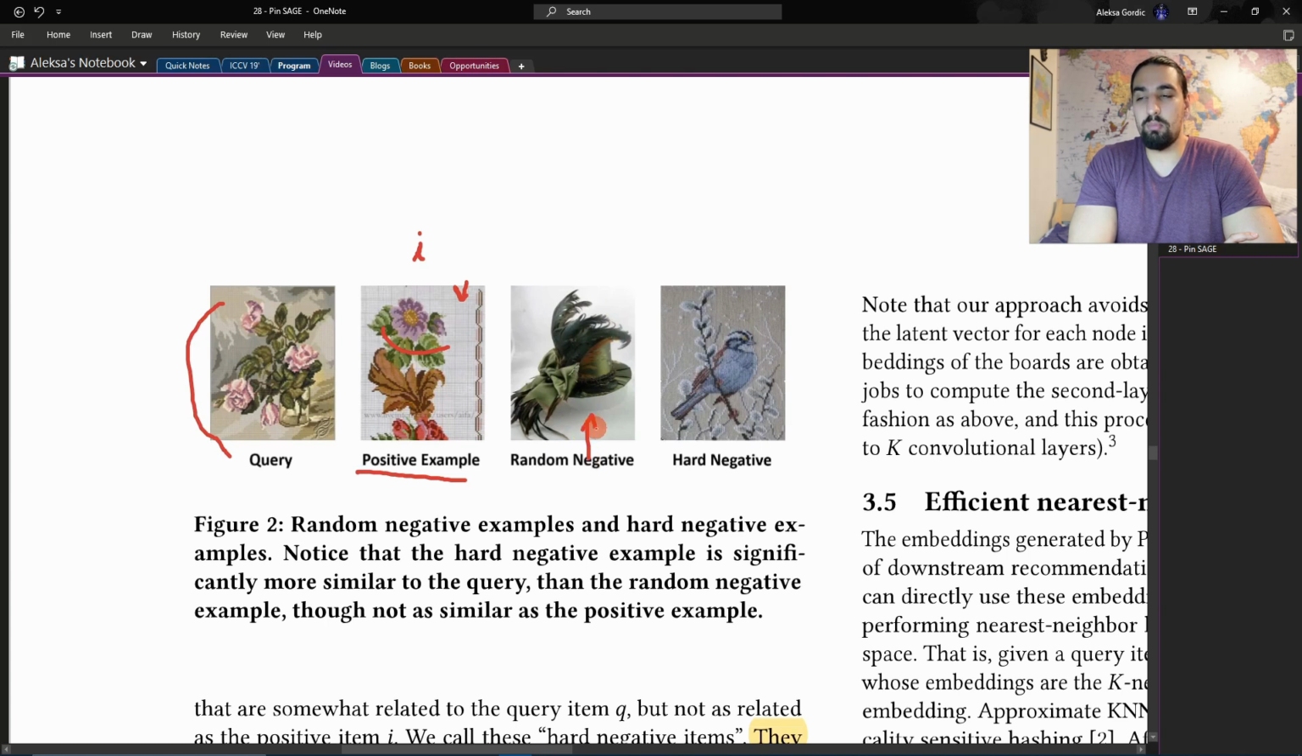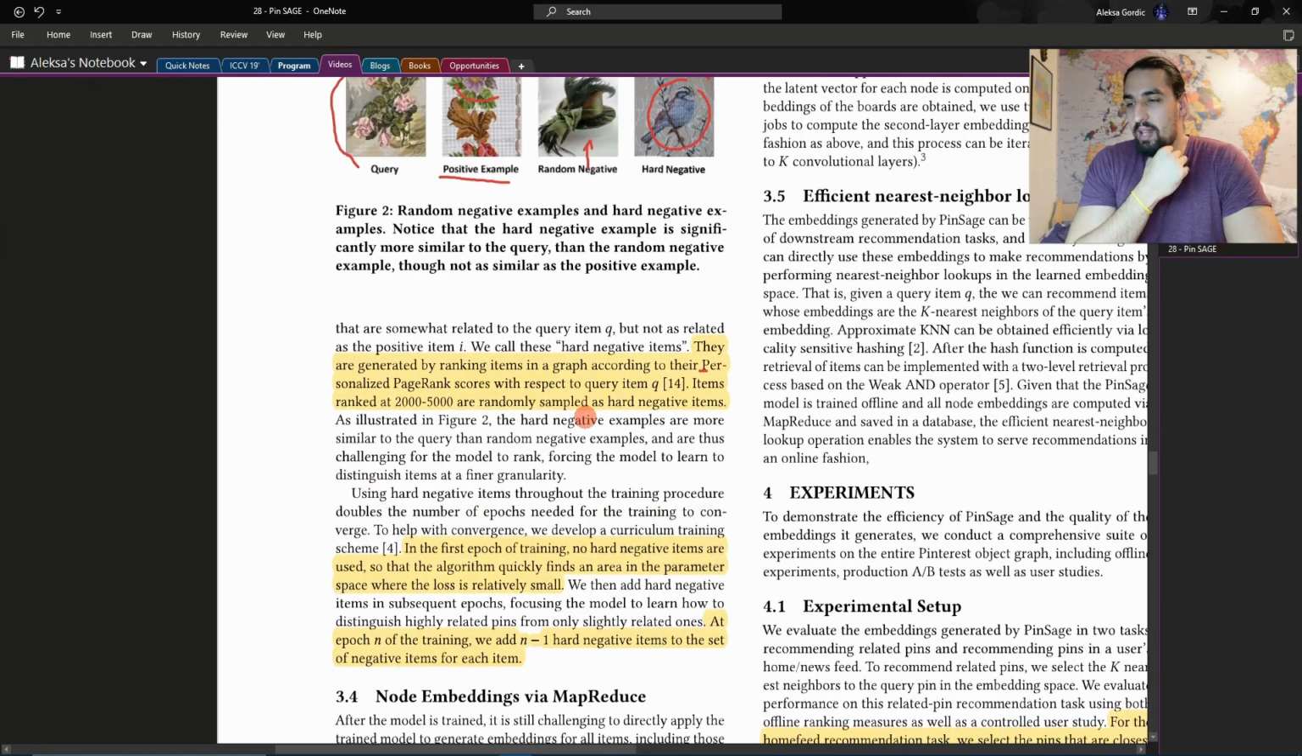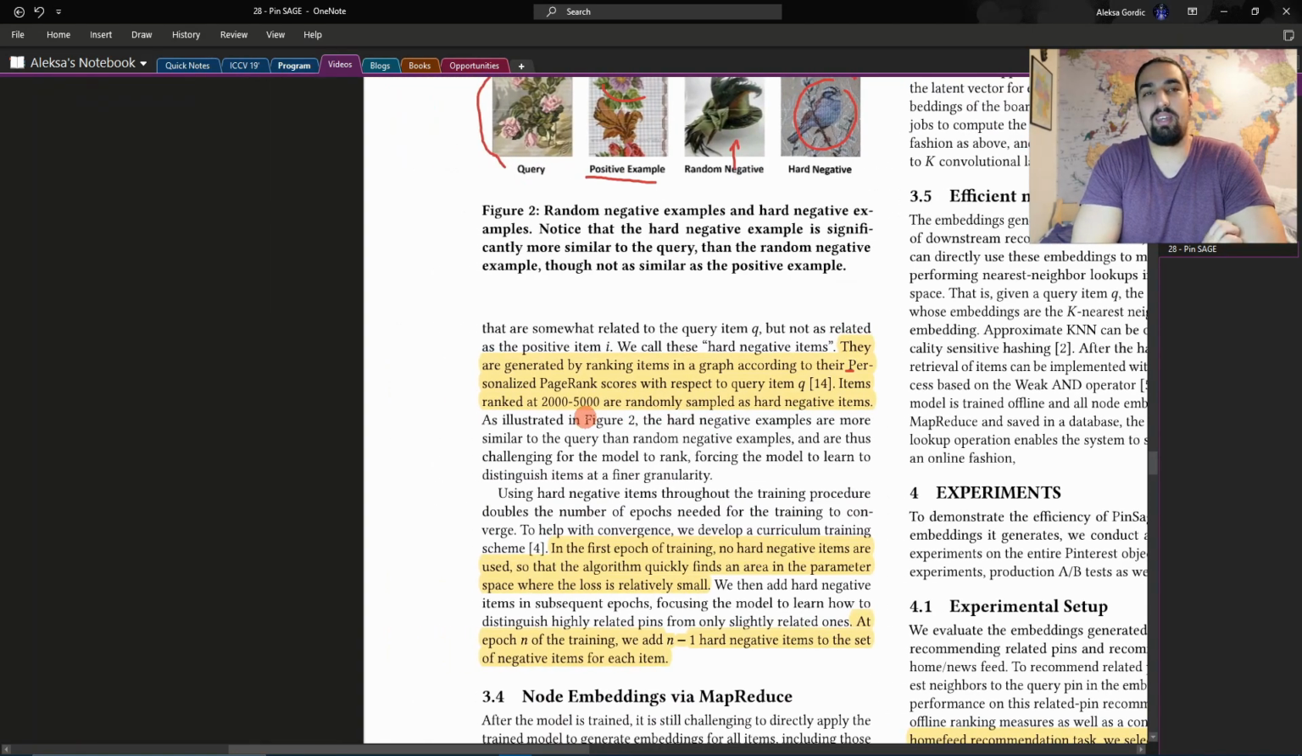This is neither embroidery nor a flower, just some random hat. And this is the hard example because it is embroidery. So it's in a way similar to these two, but the content is a bird instead of a flower. So that's what makes it hard. Okay, so now that we know that, let me see what they do and how they calculate. How did they figure out these hard examples?